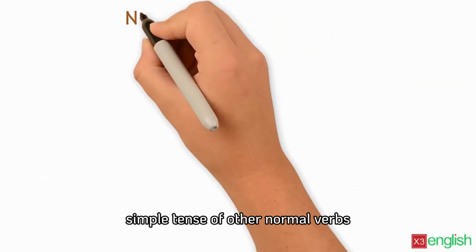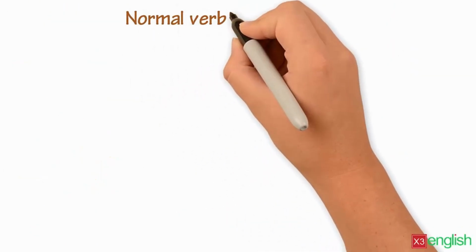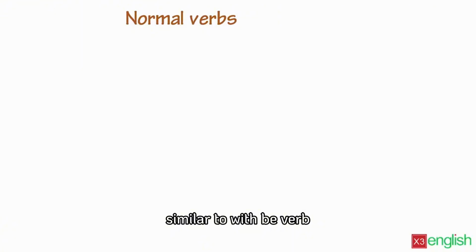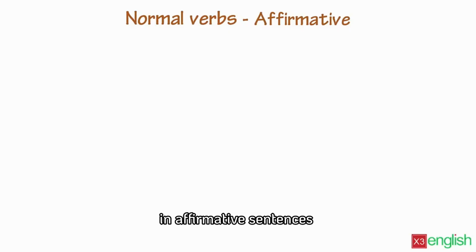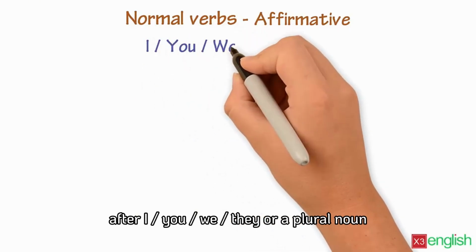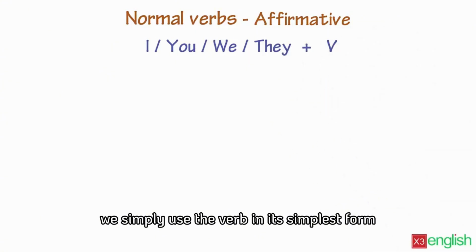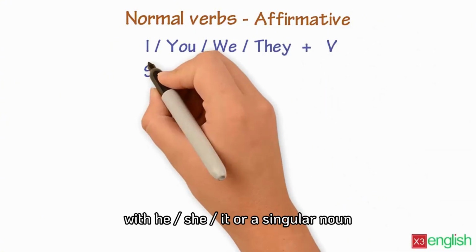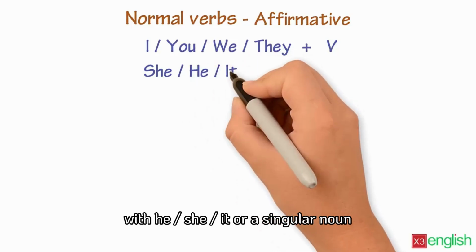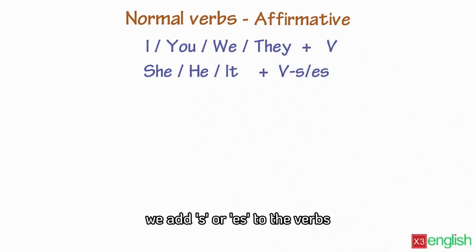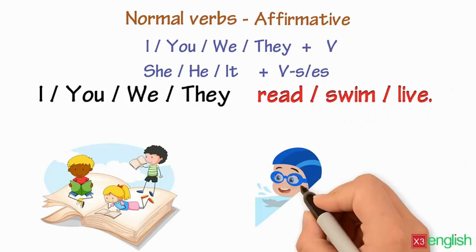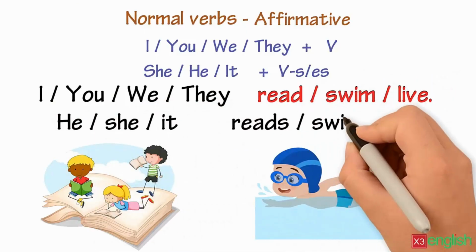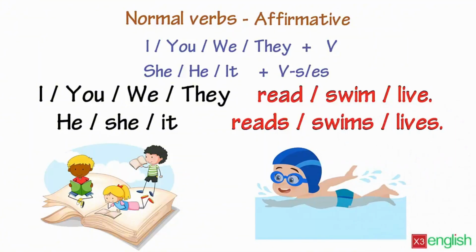Now let's look at the present simple tense of other normal verbs. Similar to with the be verb, we only consider changing the verb form in affirmative sentences. After I, you, we, they, or a plural noun, we simply use the verb in its simplest form. With he, she, and it, or a singular noun, however, we add s or es to the verbs. So we say, I, you, we, they read, swim, live. He, she, it reads, swims, lives.